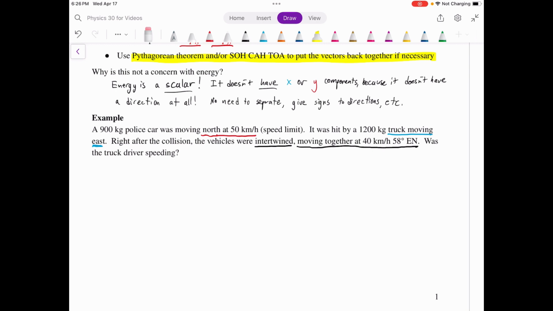And it asks, was the truck driver speeding? Okay, so what do we need to figure out to answer that question? Was the truck driver speeding? Well, we need to figure out what was the truck driver's velocity before the collision, right? So we're looking for V, I'm going to call it V truck initial. Okay, V T initial, T for truck. That's what we need to find. That's the purpose of this question.